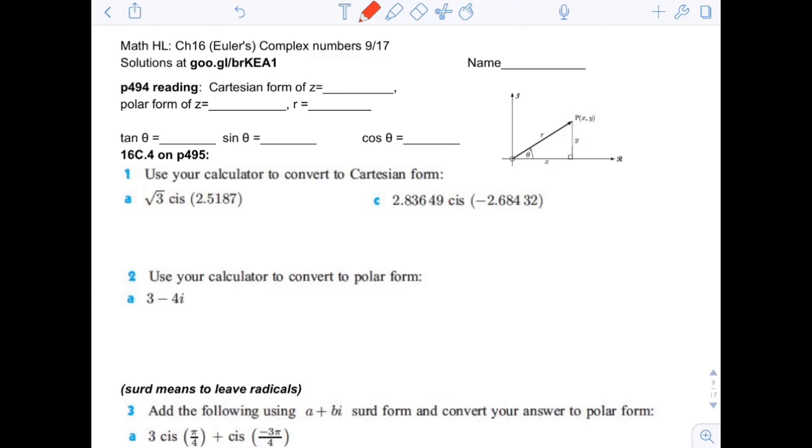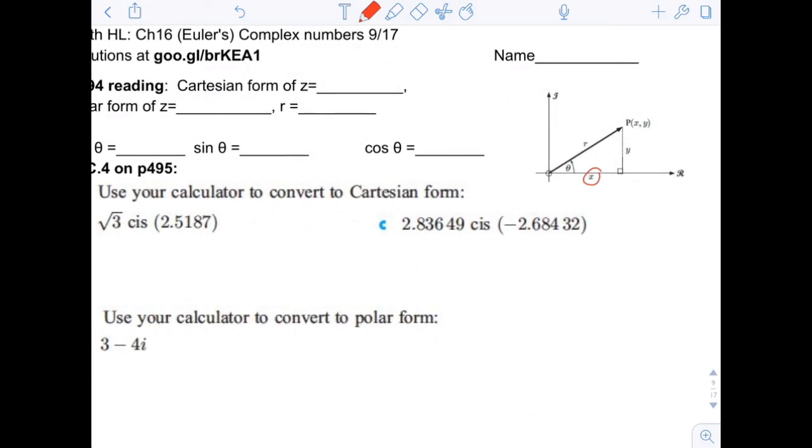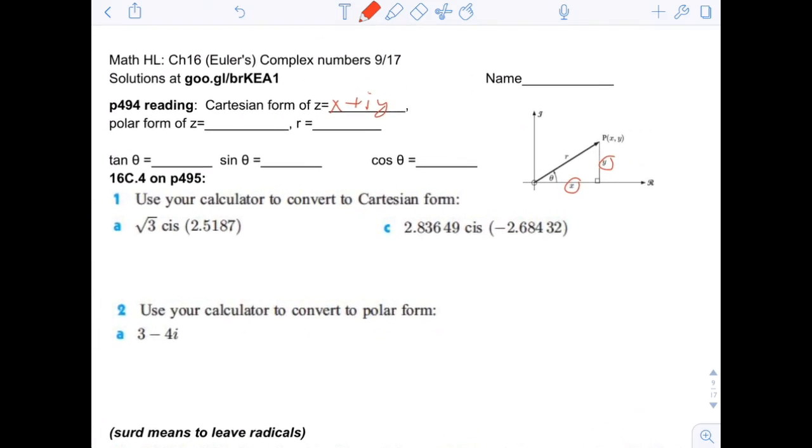Page 9 of Eulers and complex numbers for MHL, chapter 16. The Cartesian form of Z, we can look at this diagram and we could call it x plus iy, right? Polar form of Z equals r cis theta, where r equals the square root of x squared plus y squared, and the tangent of theta is equal to y divided by x.